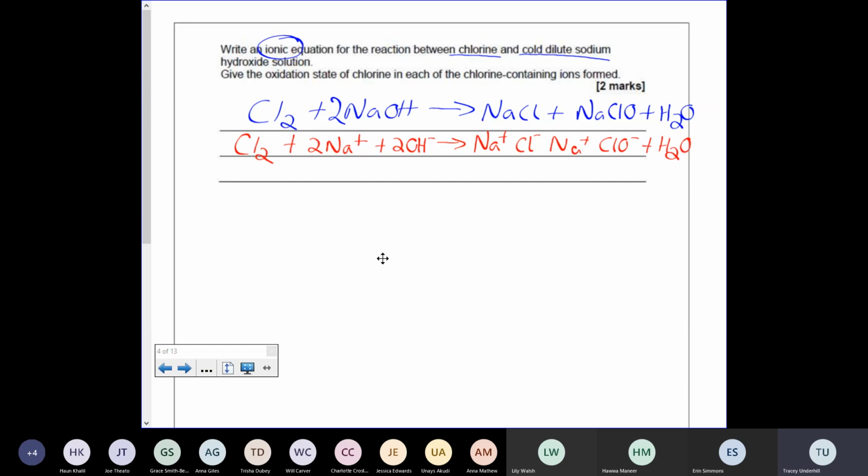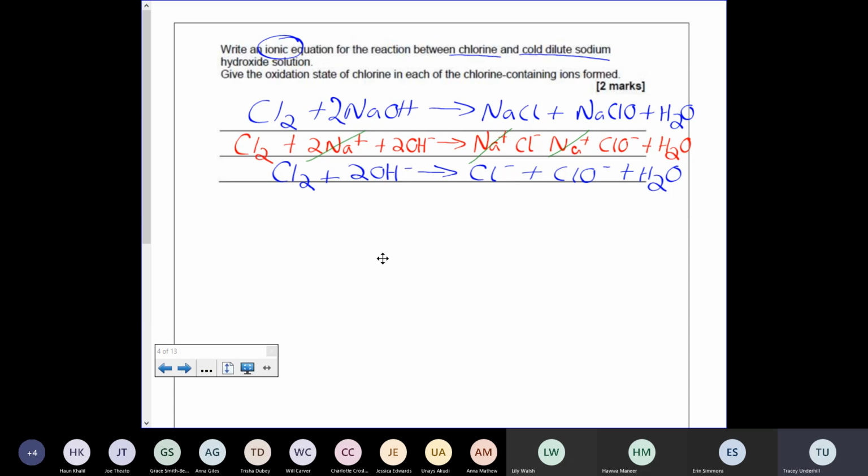We then need to cross out spectator ions. We've got two Nas on the left, and we've got one, two on the right, so I'm just going to put those together. Anything else? No, all that's fine now. So in terms of the ionic, we'll have Cl2 plus 2OH- going to Cl- plus ClO- plus H2O. Okay, so that's our ionic equation.